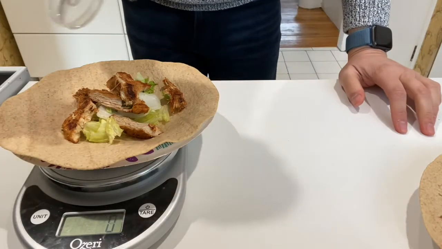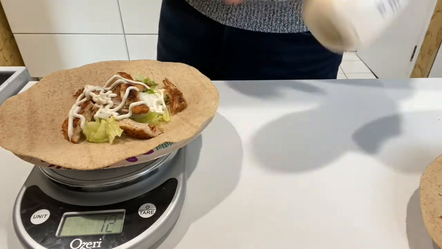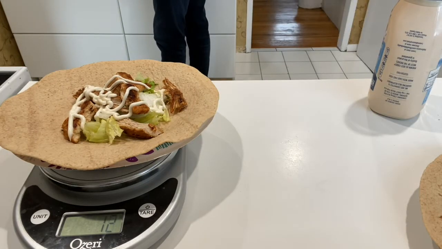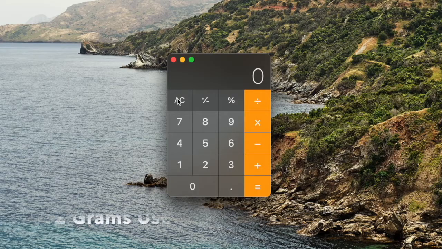So let's start with mayo. I take my wrap right here and I use as much mayo as I'd like. The only thing I need to know is how much did I use. I used 12 grams of mayo. So all you have to do is take the grams you used, divided by the grams in a serving, times the calories per serving. That's the magic formula. Once you learn how to do that, you're going to be so accurate and things are just going to be really easy. Let me come over to my calculator and do 12 divided by 15.